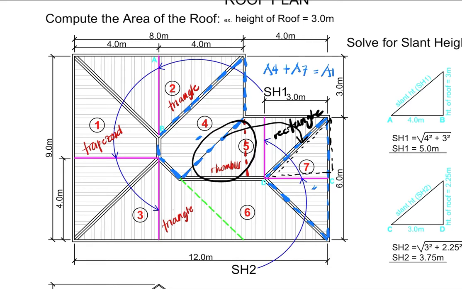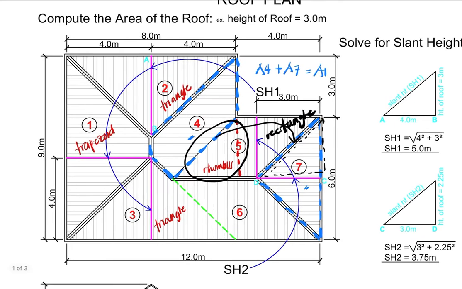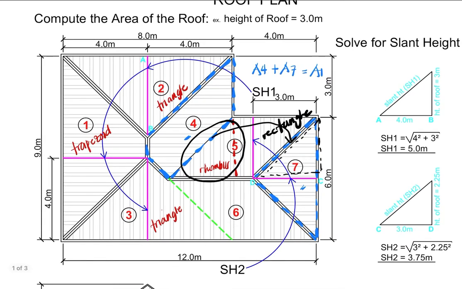But in your case, you have a different design of roof, so you need to solve also. It's just a trigonometry computation for your geometry, no? Regular shapes for your computation of roof area.